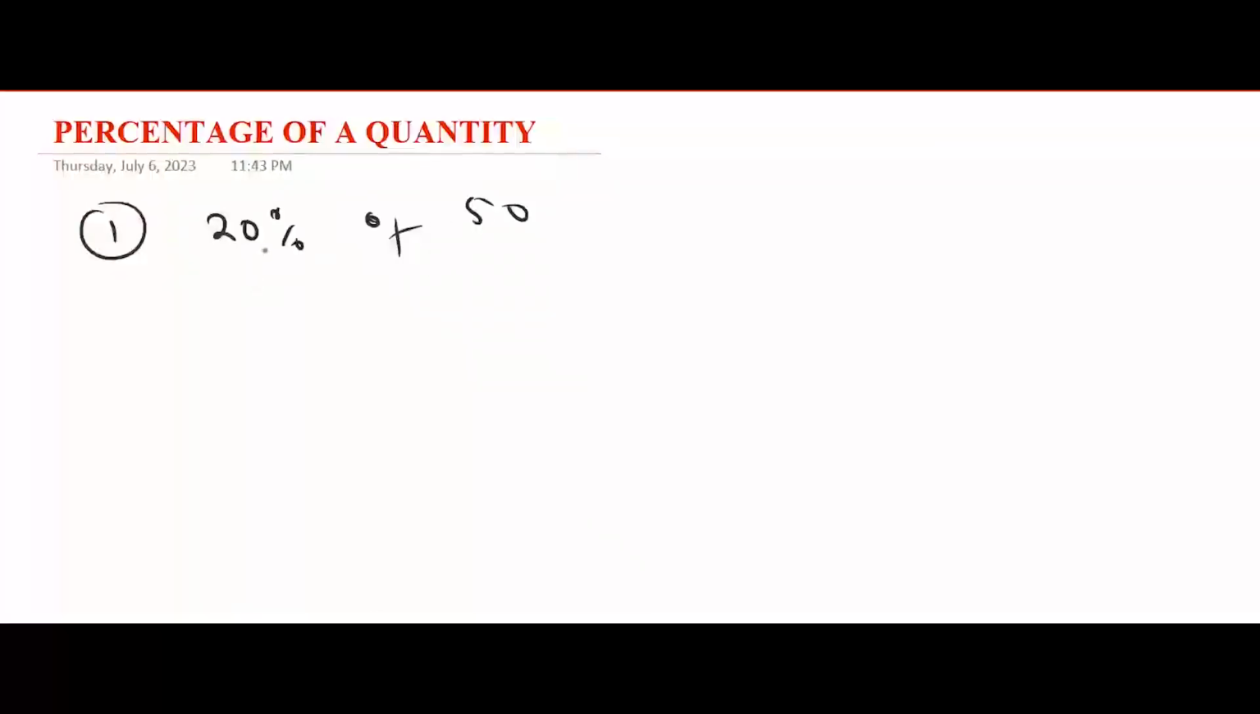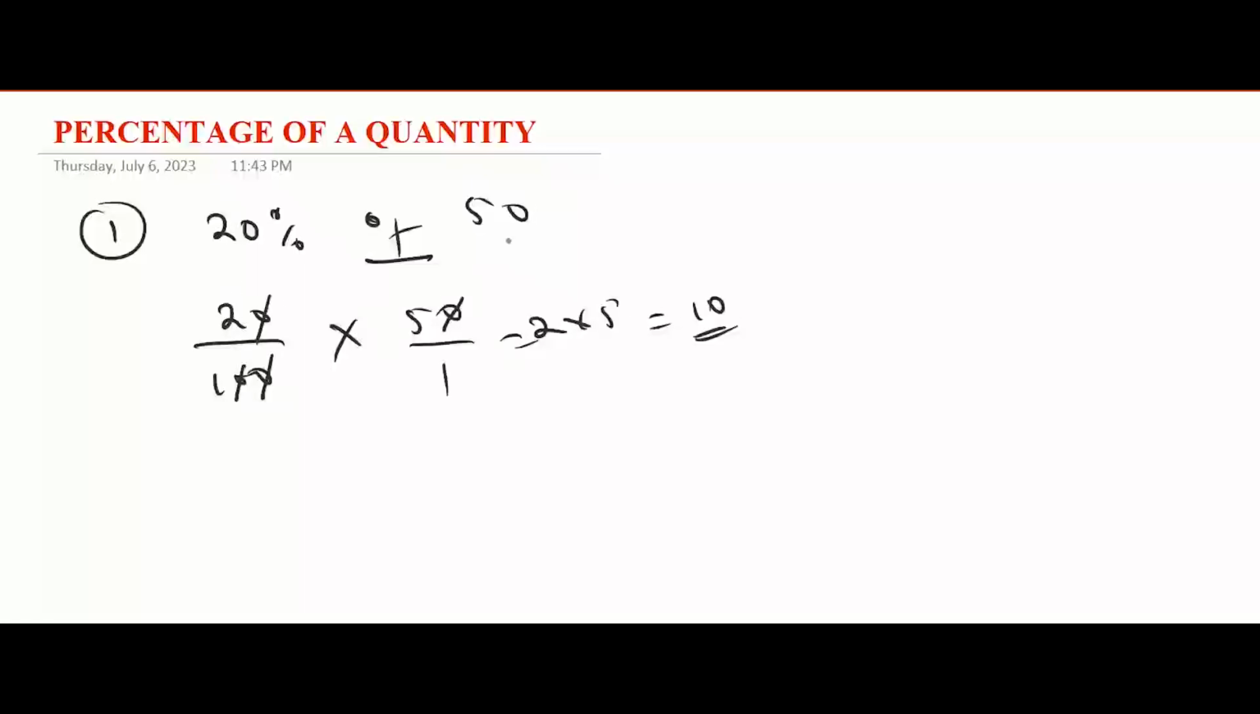So what you need to do is to write the percentage as a fraction. That would be 20 out of 100. Then this word of means multiplication mathematically, then times 50, or simply say 50 out of 1 if you want. So here the last zero will cancel the last zero here, the last zero will cancel the last zero here. So we are left with what? 2 by 5. So we have 2 by 5, and that is 10. So that means 20% of 50 is 10.